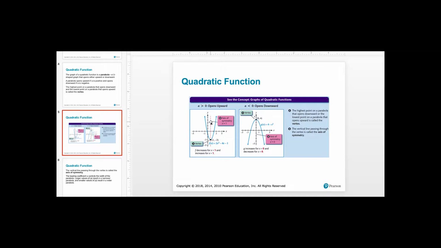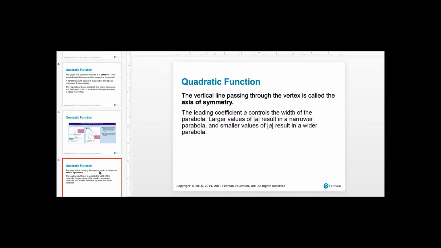Now, this is not actually part of the graph. It's not part of the function. It's just an imaginary line that we know exists when you're graphing quadratics. So it's not something that you would necessarily graph. It's just important to note that it's there. So that's the axis of symmetry.